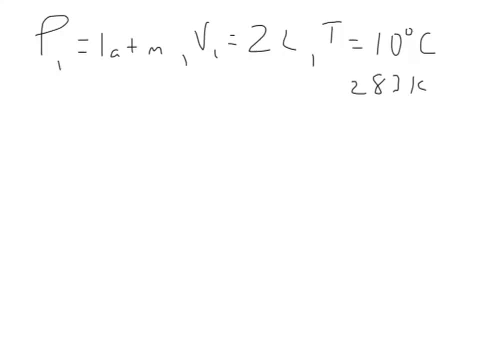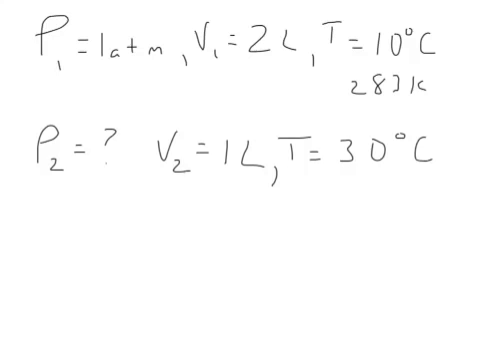Okay, and then let's say we do a new test and we don't know the pressure. We do know the volume. It shrinks to 1 liter. And we know that the new temperature is 30 degrees Celsius, which would be 303 Kelvin.